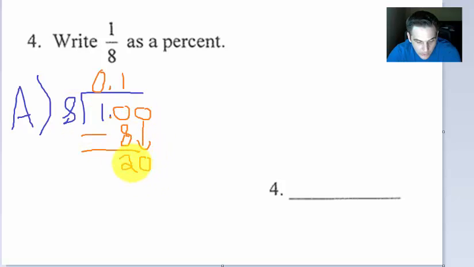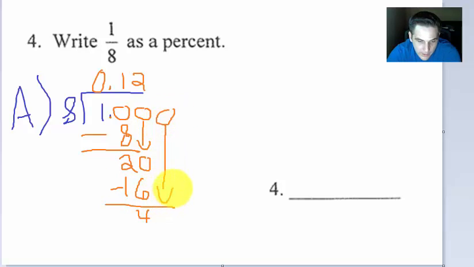8 can go into 20 2 times without going over. 8 times 2 is 16. Subtract. We're left with a 4. We're going to have to add another 0. Going to keep going until we solve this thing. So 0 comes down. 8 can go into 40 5 times. It can go into it 5 times evenly, because 8 times 5 is 40. Subtract, get 0. So then, okay, we're done.